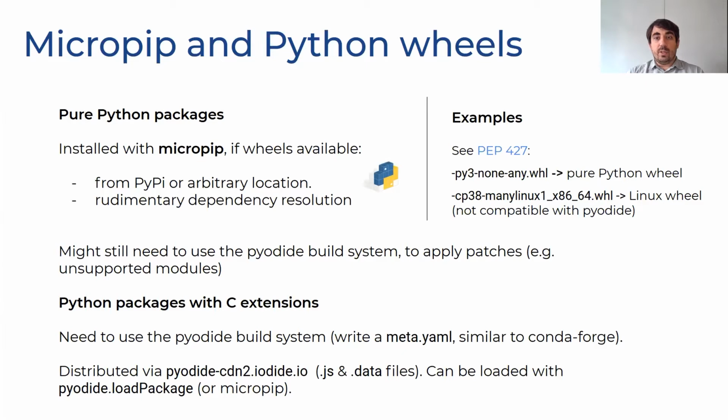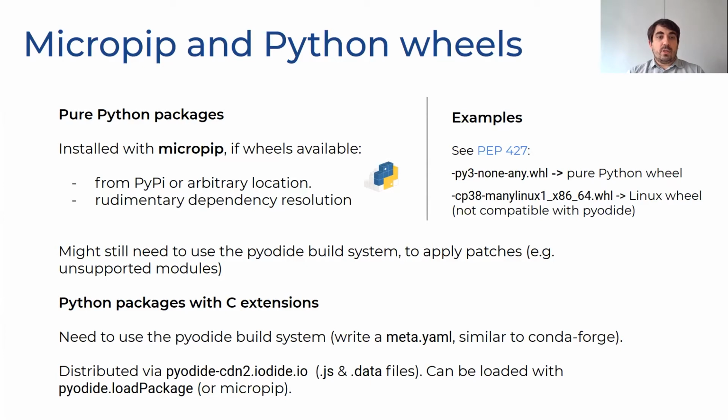And just a reminder, on the right, you can see how to determine if a wheel on PyPI is a pure Python wheel or an architecture-specific wheel. So for instance, here the first is a pure Python wheel. It has none-any architecture. And the one below is a manylinux wheel. So it only runs on Linux and on a specific architecture. So those will not work with Pyodide.